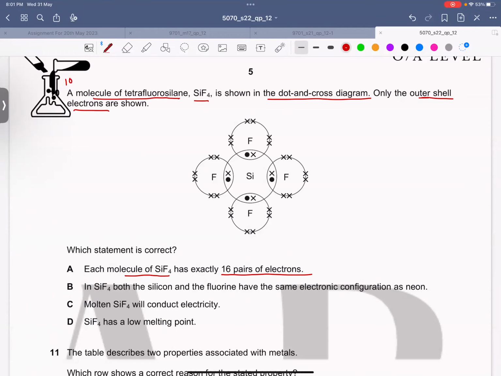No. Because 4 and 4 and 4, yes, 16 pairs of valence shell electrons are there, but in total, obviously, fluorine has inner shells and silicon as well. That is not the correct answer. In SiF4, both silicon and fluorine have the same electronic configuration as neon? No, because silicon has one more shell than fluorine. Molten SiF4 will conduct electricity, completely wrong. No. So you are left with the last option, so this is the correct answer. Okay. Yes, sir.